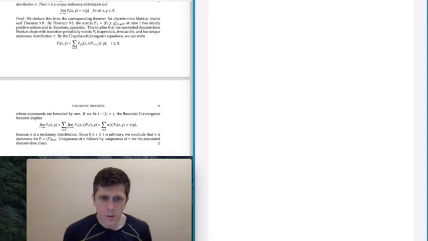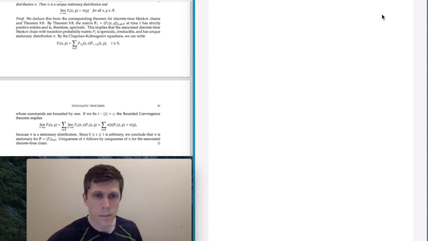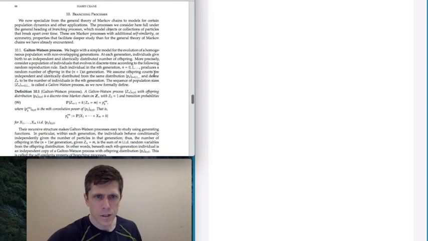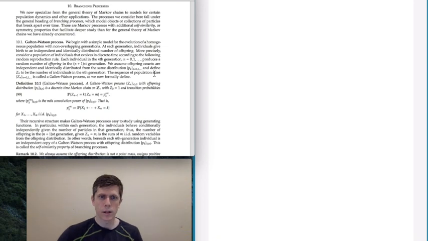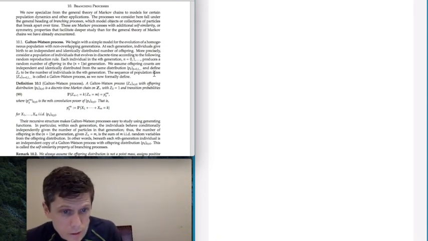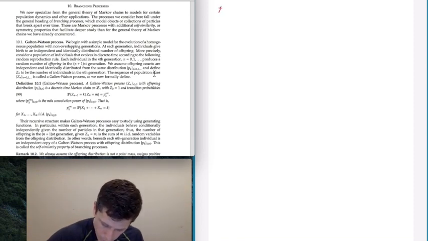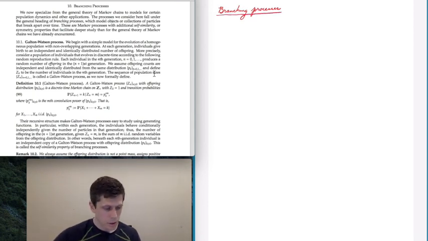All right, so now we're going to move on to the next topic, which is the topic of branching processes. A branching process is a specific kind of Markov chain, and a Markov chain could be continuous or discrete time.